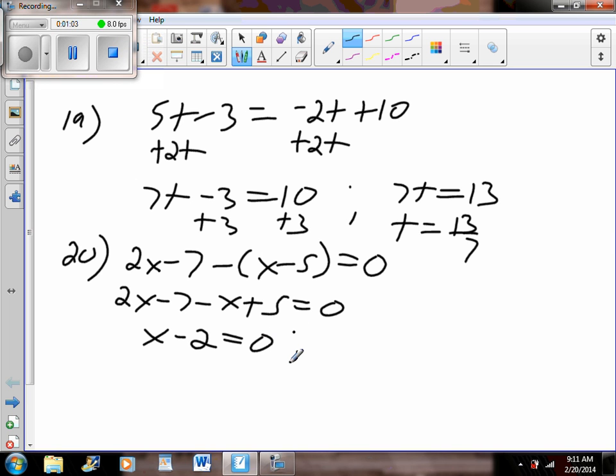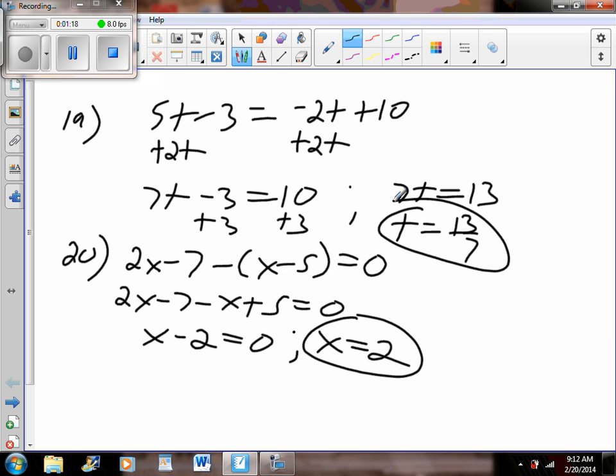Now, adding 2 to both sides to solve for x, all right, x was not equal to 4. Somehow a lot of you got x equals 4 on this, but it's not. All right? So x is equal to 2 on number 20.